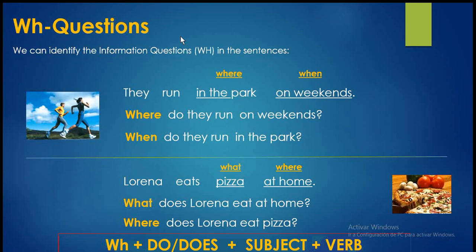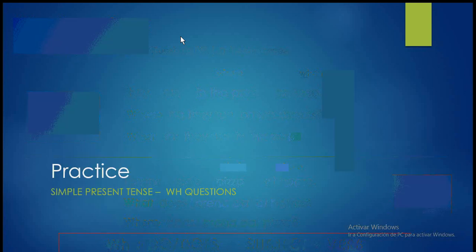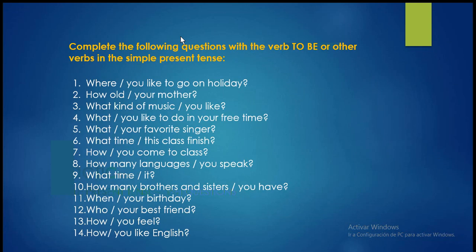And this is the formula, okay? The formula for WH questions. Remember that this structure, we use it with all the verbs except verb to be. We have some practice here to complete the following questions with the verb to be or other verbs in the simple present tense, okay? Where you like to go on holiday?